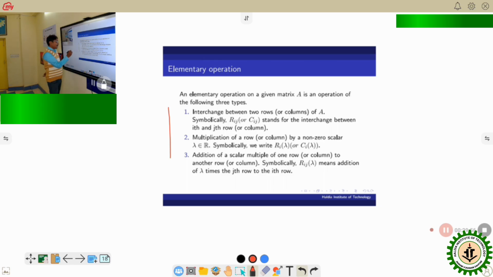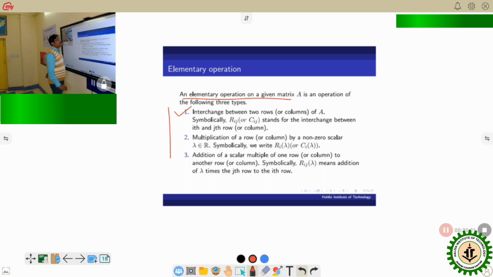Using these elementary operations, you can conclude that the rank of A equals the number of non-zero rows. We will see that later. So what are the elementary operations? An elementary operation of a given matrix A is an operation of the following three types. You can apply only these three types of elementary operation.